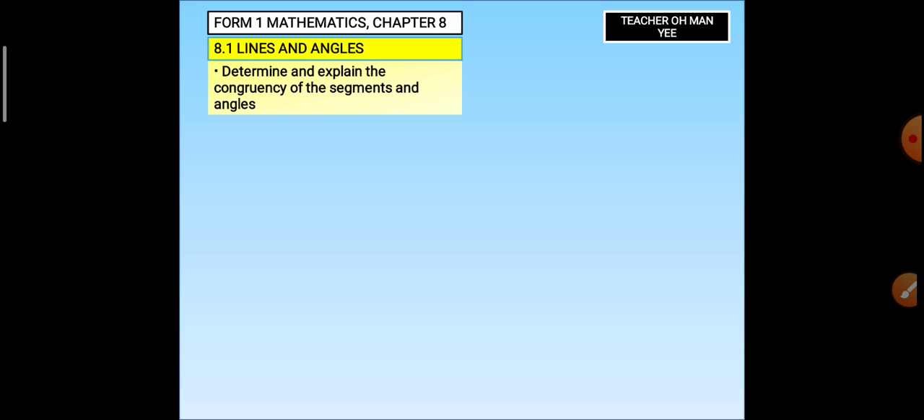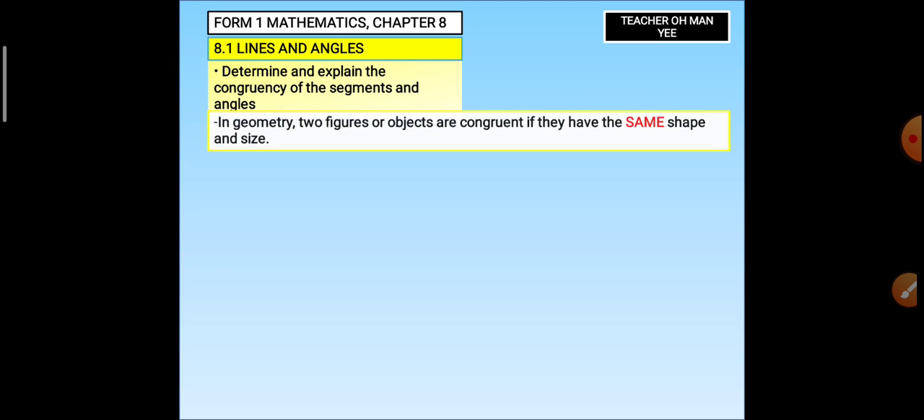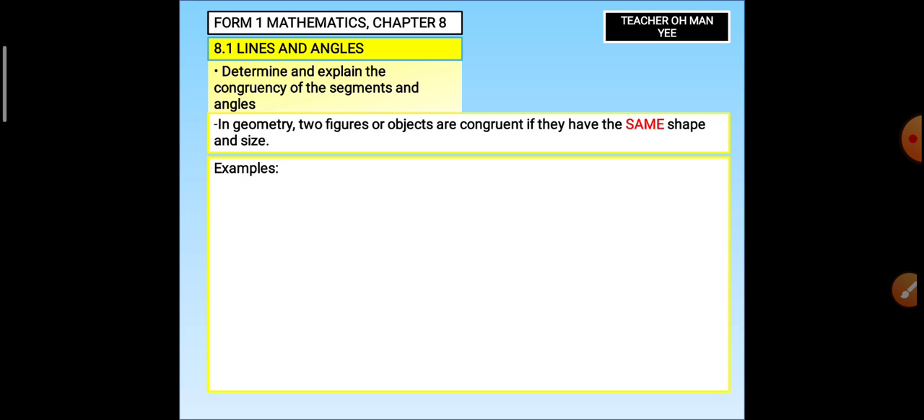Let's go. The first one, determine and explain the congruency of the segments and angles. Students, in geometry, two figures or objects are congruent if they have the same shape and size. So remember, the main keyword is same shape and size for the congruency that we mean. So now we'll have a look at some examples. Two line segments are congruent if they have the same length.